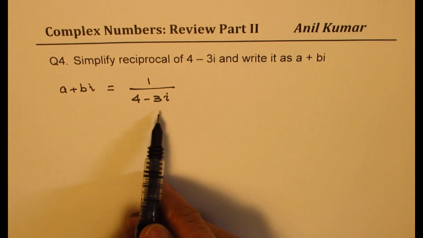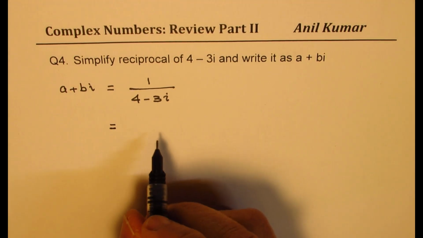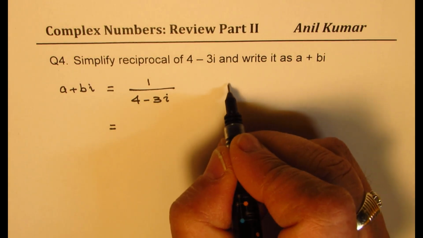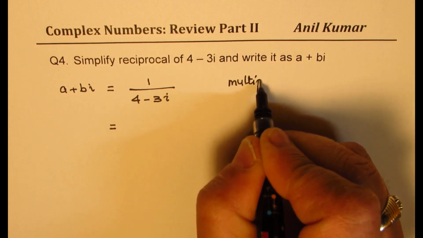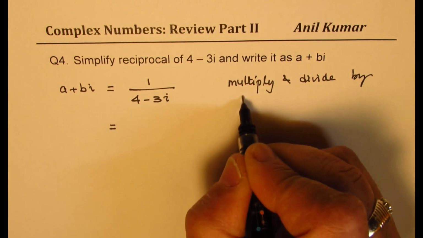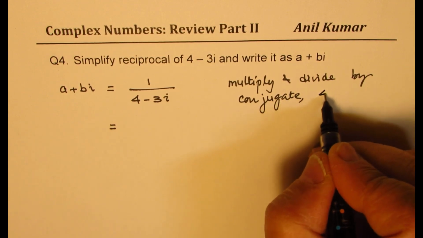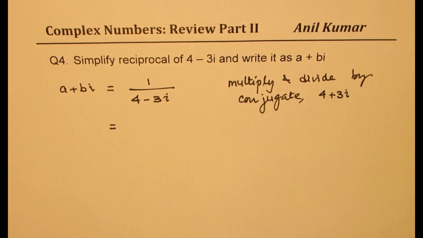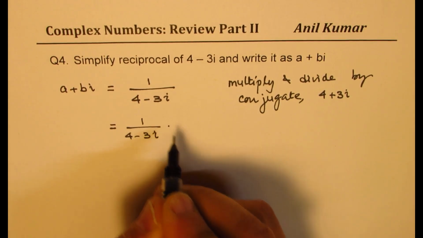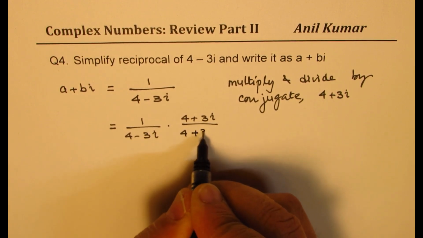Now we don't want the imaginary part to be in the denominator. So we actually perform operations similar to rationalization. We'll multiply and divide by its conjugate. The conjugate is 4 plus 3i for the given complex number. So we have 1 over 4 minus 3i times 4 plus 3i over 4 plus 3i.